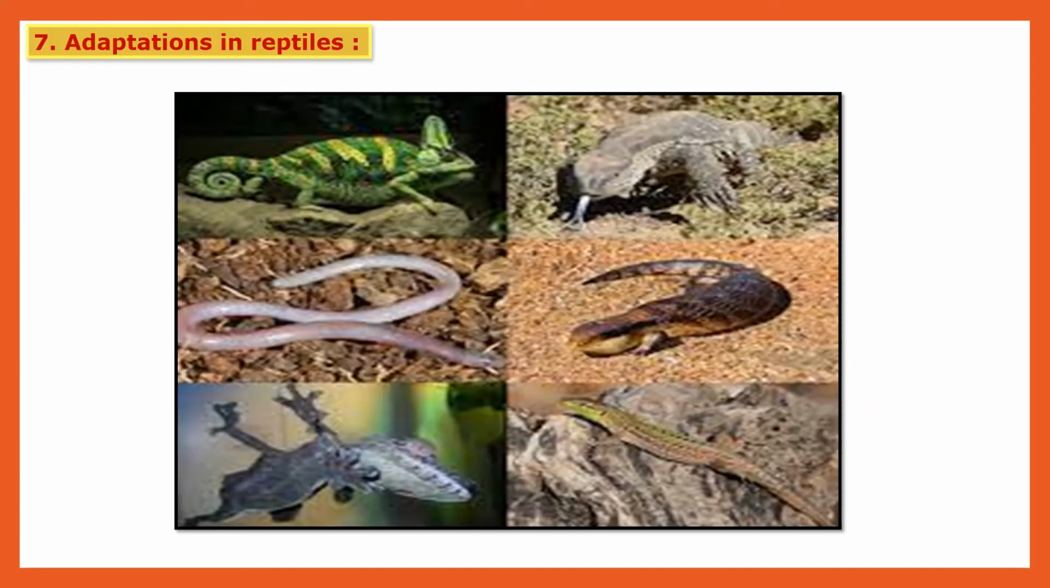Now the next type of adaptation is adaptations in reptiles. Snakes creep with the help of scales on their skin. Then some reptiles use their muscles for creeping, for example, house lizard, garden lizard, and crocodile.